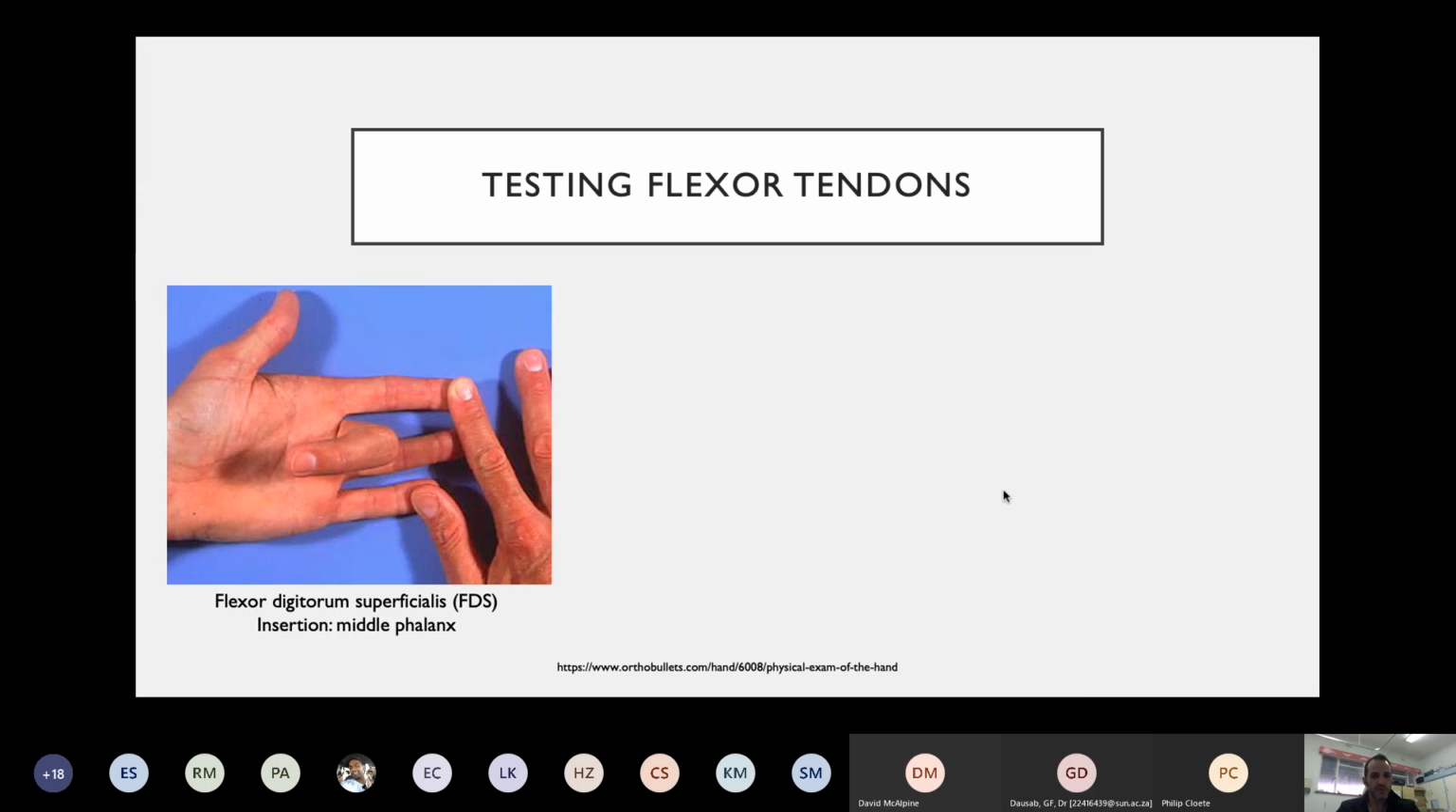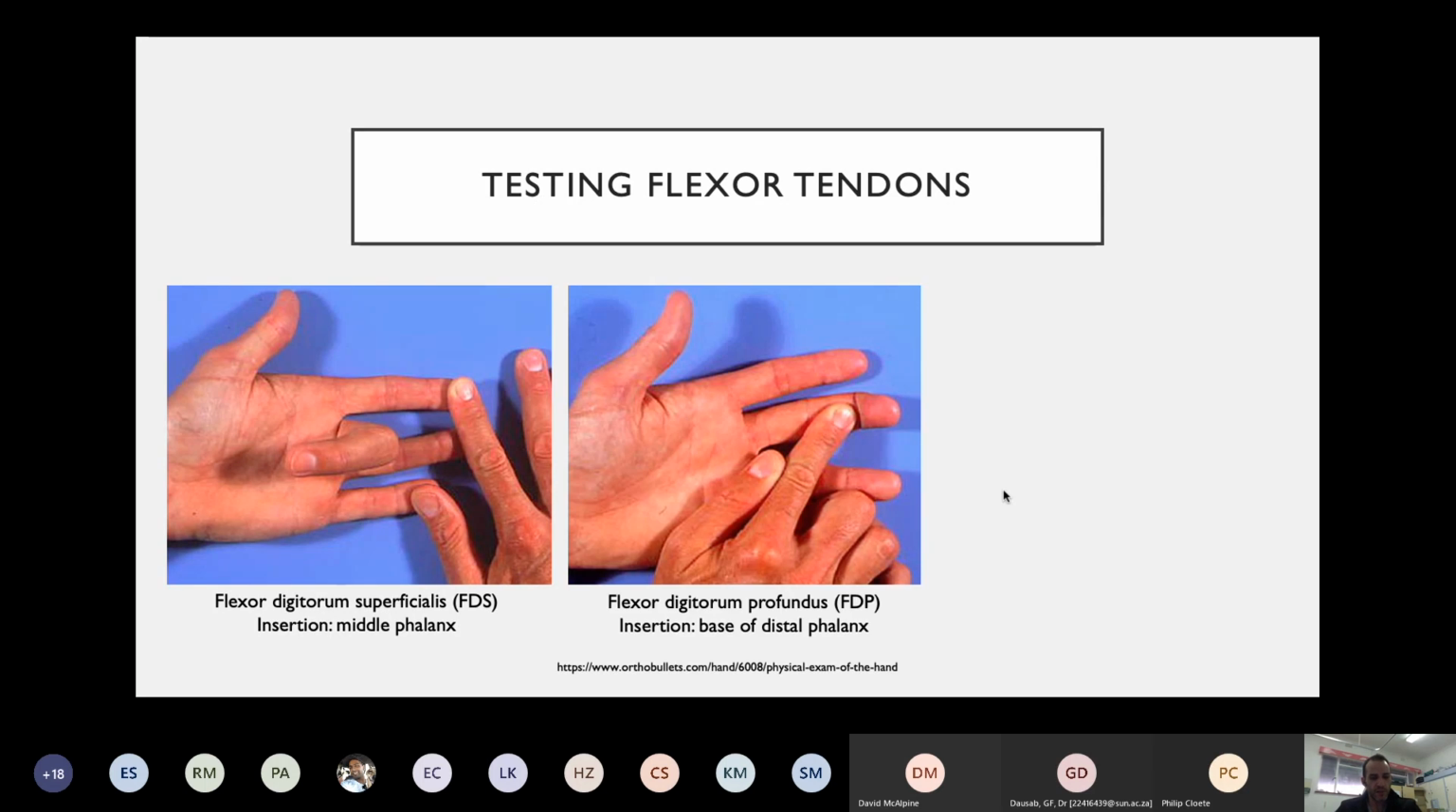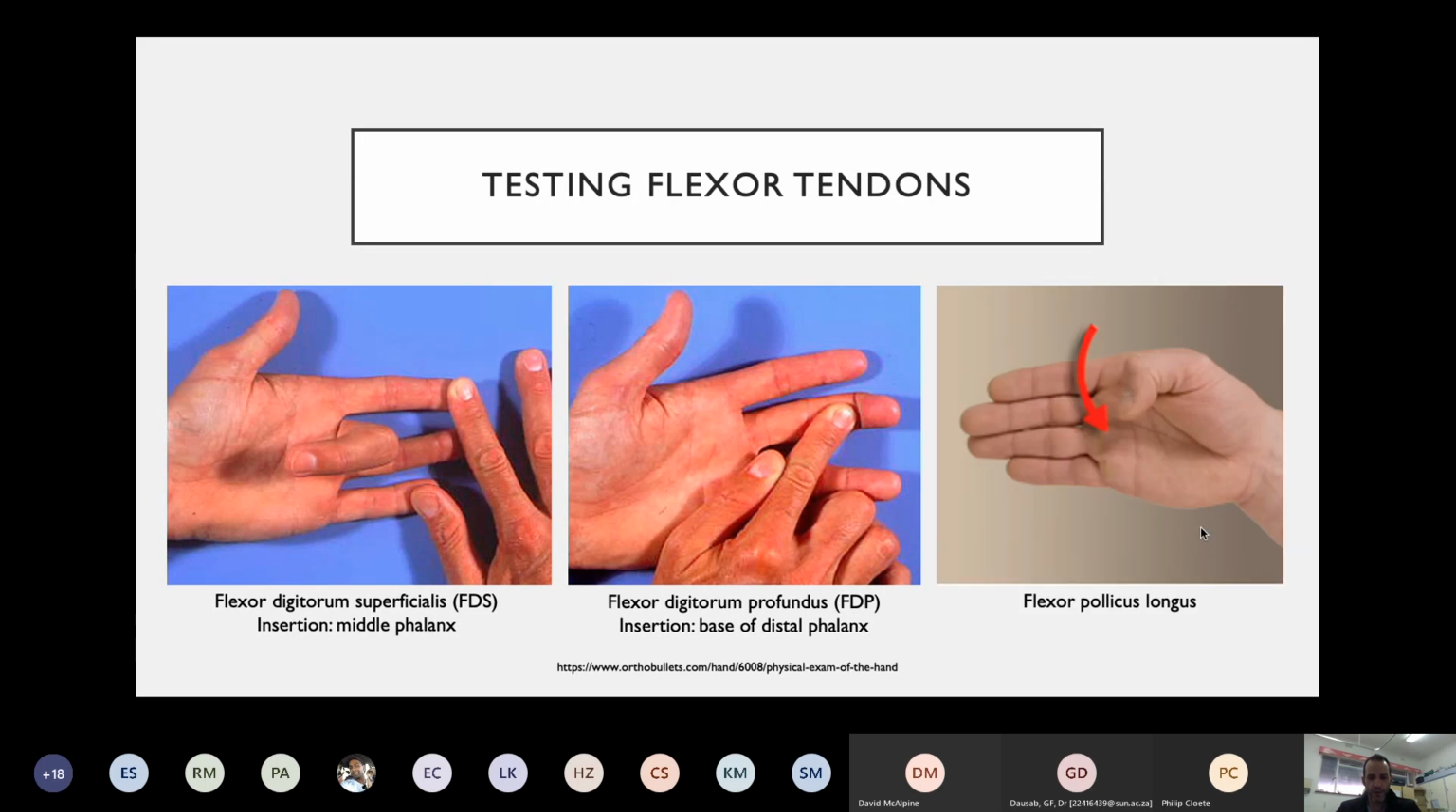So when you're assessing flexor tendons, make sure you assess both the FDS, or the flexor digitorum superficialis, and the FDP. So FDS attaches at the middle phalanx, and this is assessed by holding, say for instance we're assessing the middle finger, hold the index and the ring finger down, and then ask the patient to flex the finger towards the palm. That's assessing the FDS. For FDP, you stabilize the middle phalanx and you ask the patient to flex the finger, and because the FDP inserts at the distal phalanx, they should only flex their distal phalanx. Remember, the thumb also has a flexor tendon, so you need to assess that as well, flexor pollicis longus.